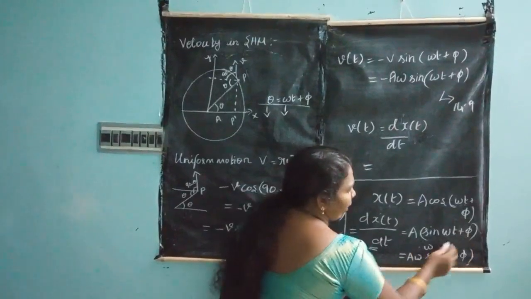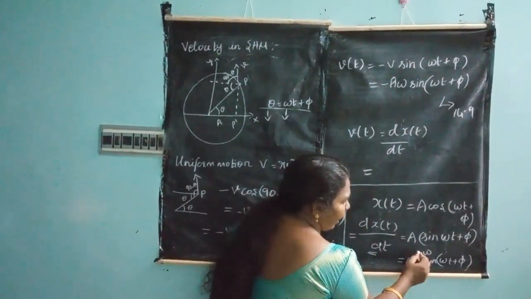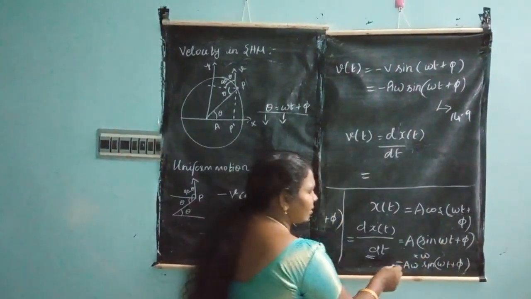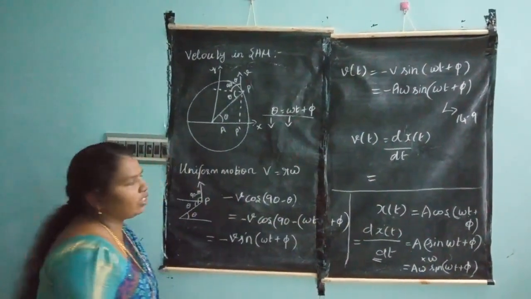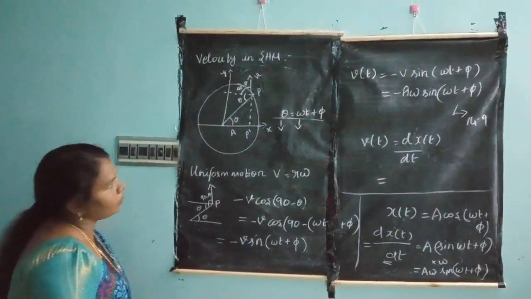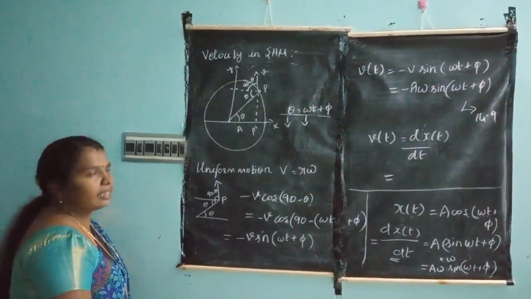So in the short way, I am writing that A omega sin(omega t plus pi). This is the answer when I am differentiating the displacement along the x-axis directly. But in order to explain it in a geometrical way, see what I am doing here.